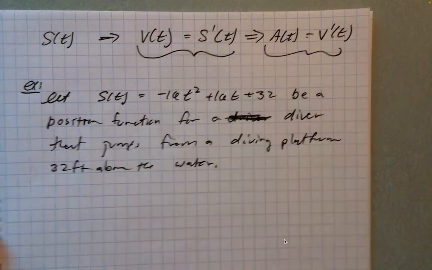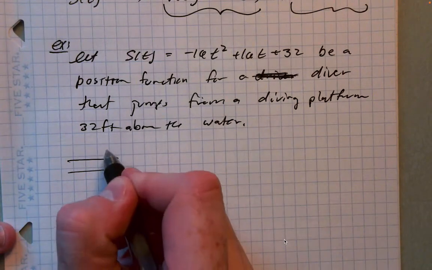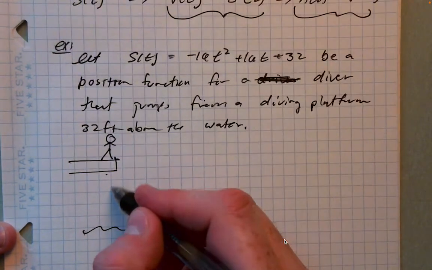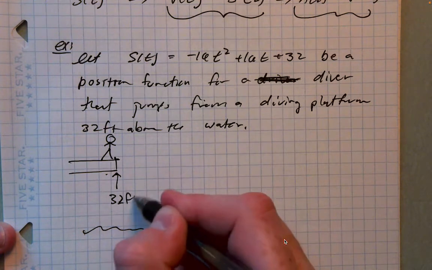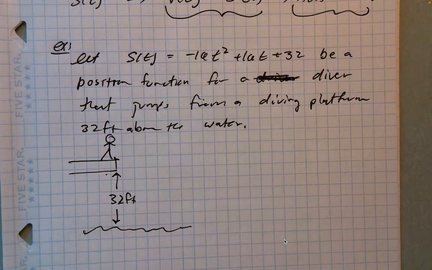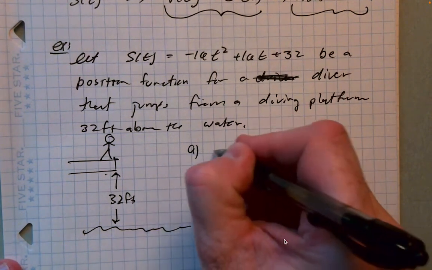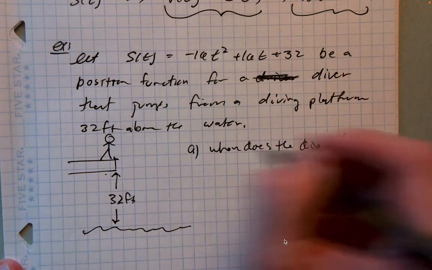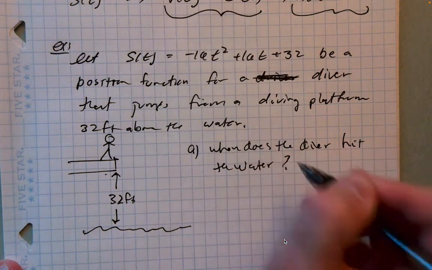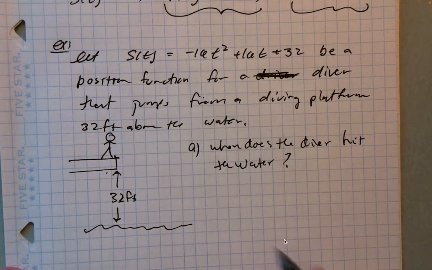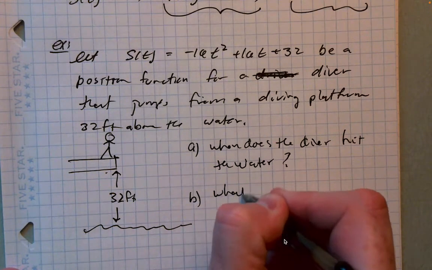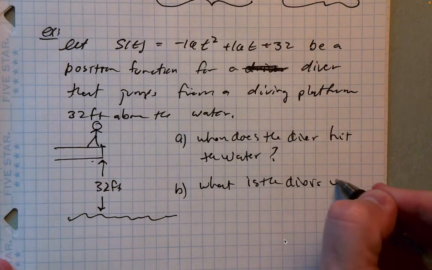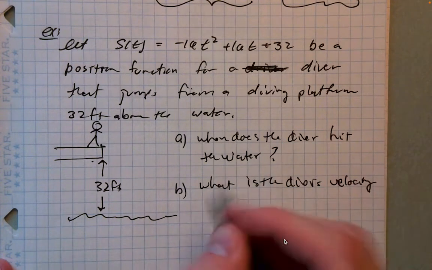All right, so you're up on top of this diving platform. Okay, and you got the water line down here, and this is 32 feet. All right. So when does the diver hit the water? Two questions. When does the diver hit the water, so at what time t? And what is the diver's velocity at impact?